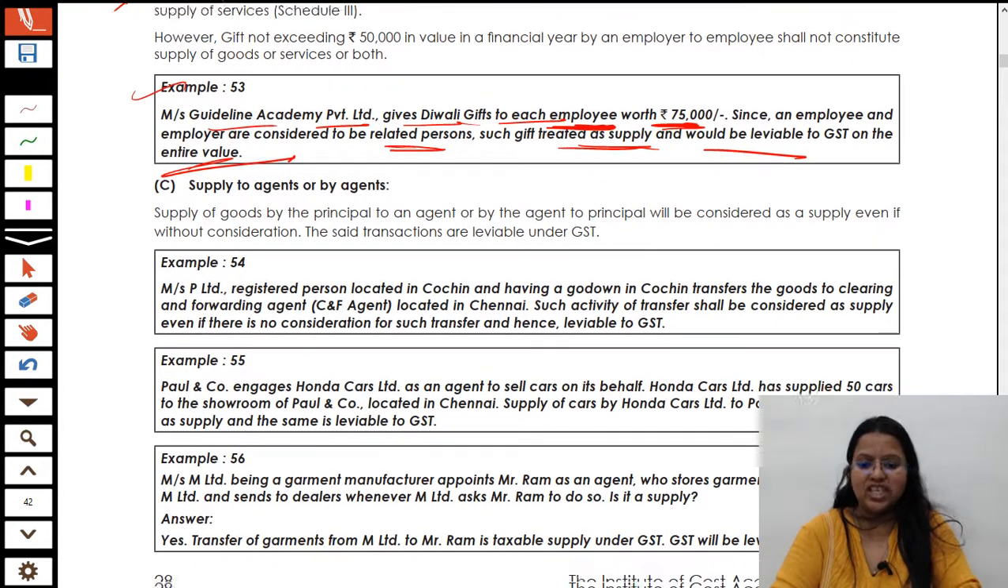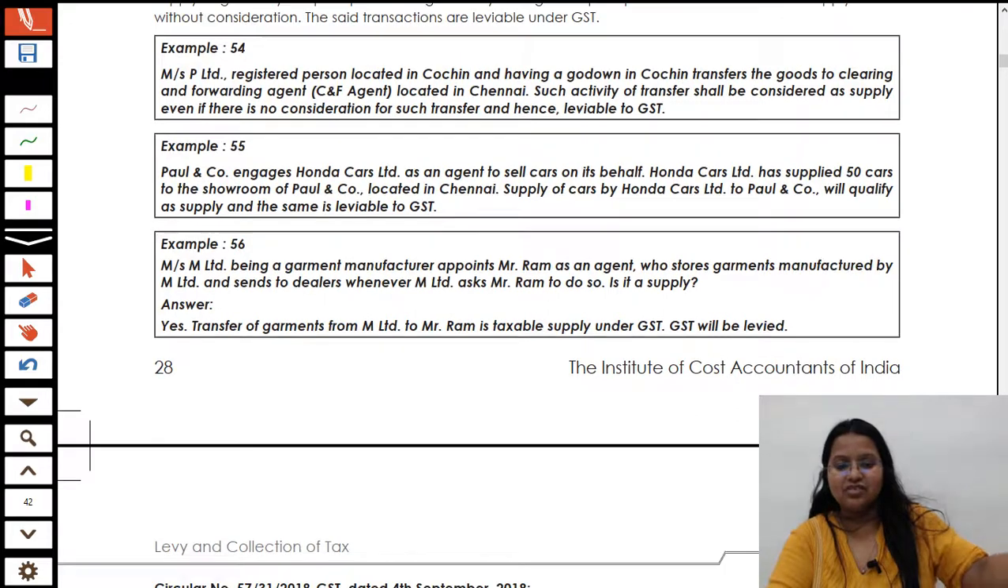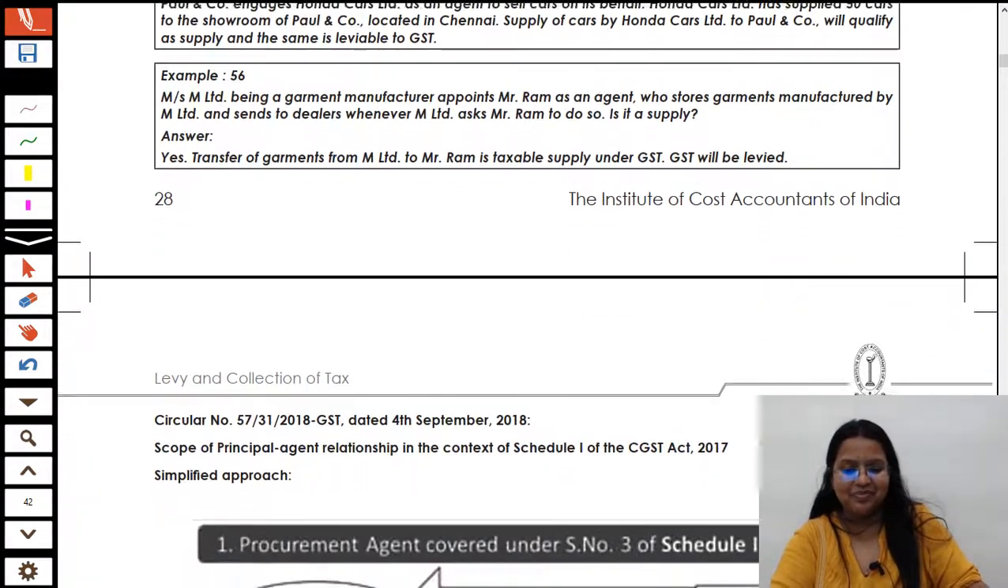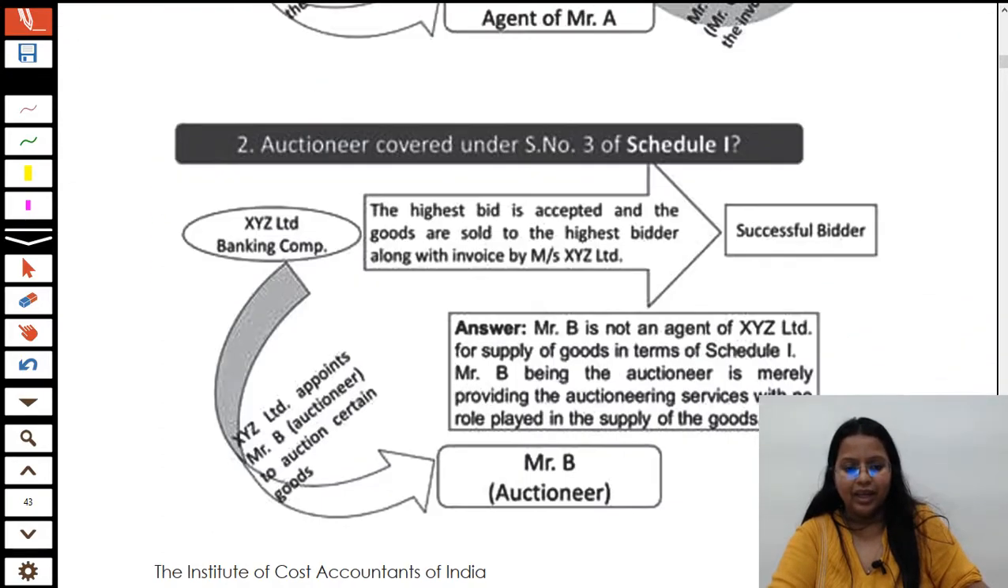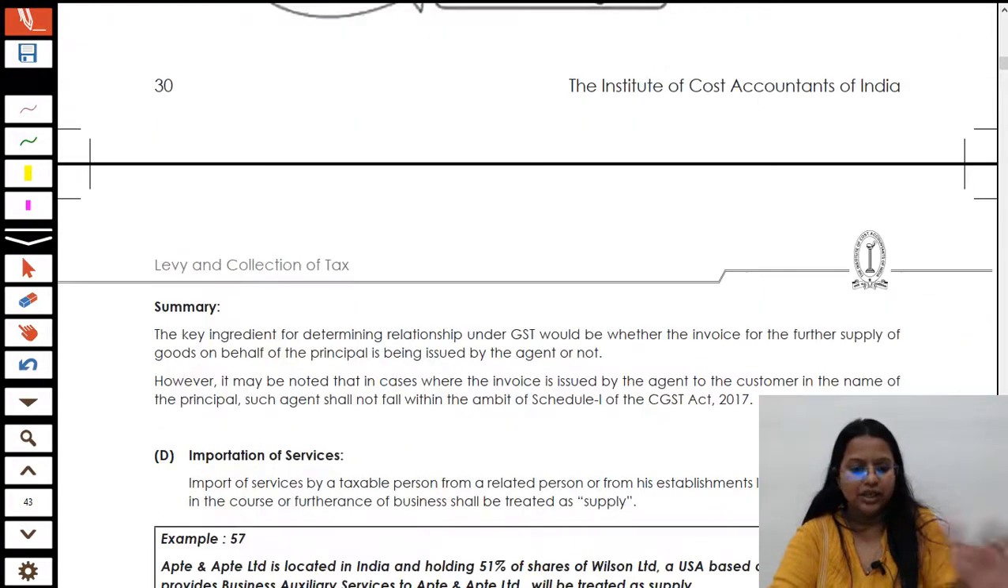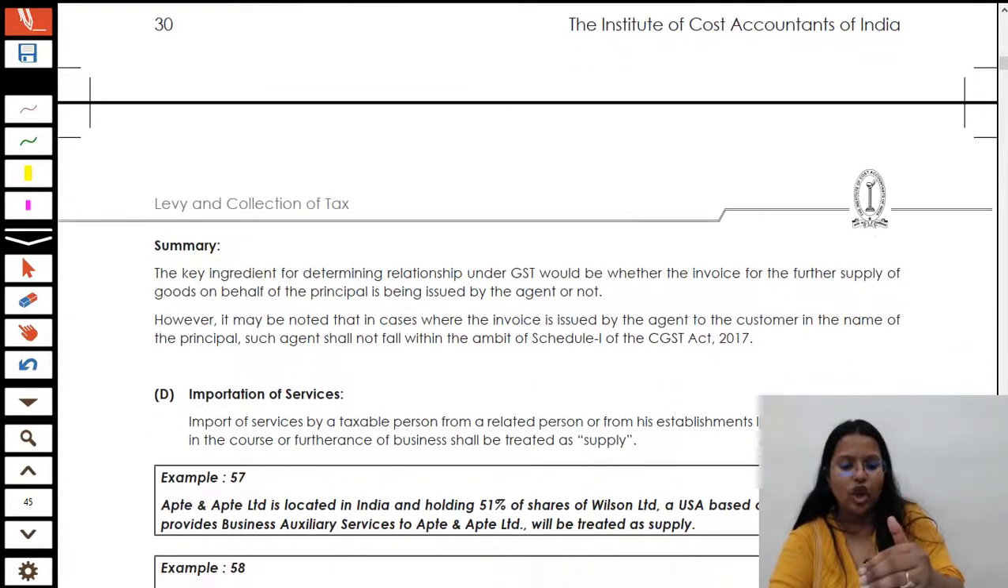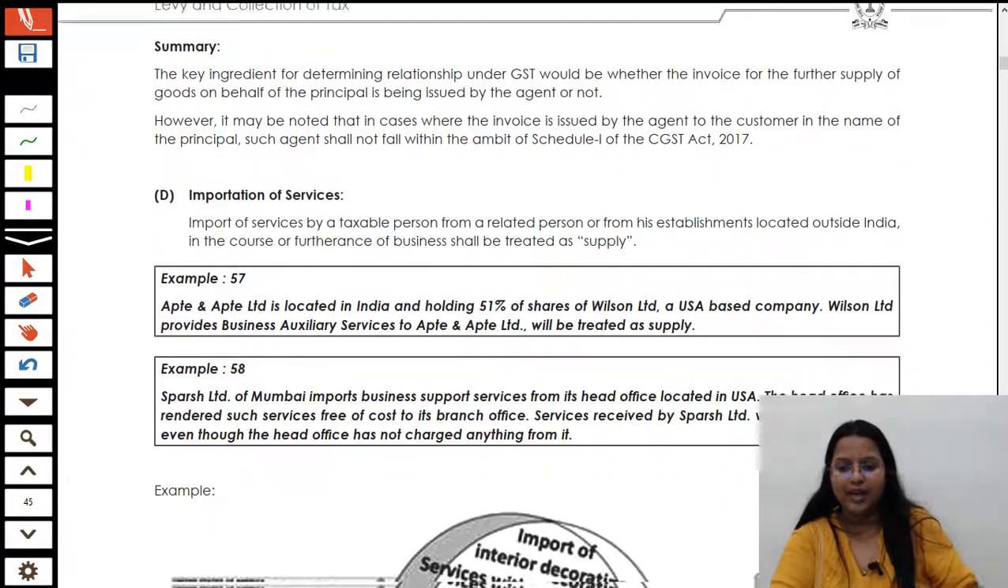Next is supply to agent or by agents. We have covered this point, that is para 3 schedule 1, principal agent relationship. You can do this example with the help of my example which I have given you. Okay, these all points we have covered. You can do this from these examples, procurement agents or law. If you get any query, you can ask me.